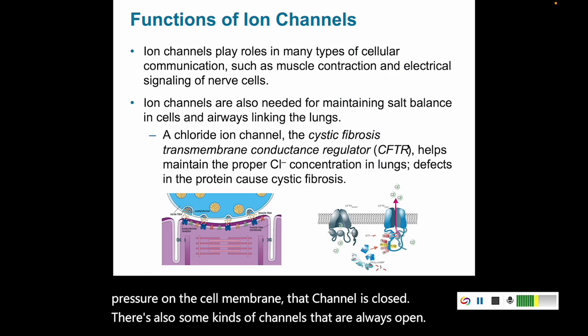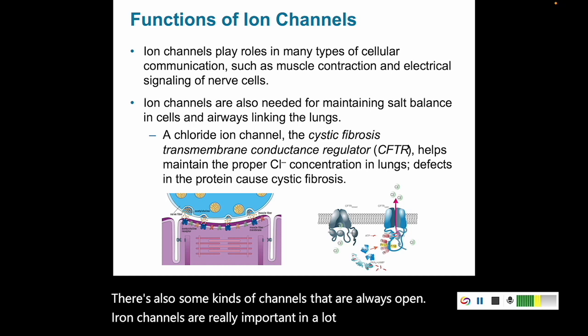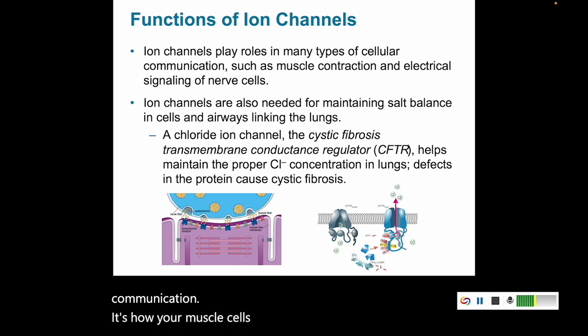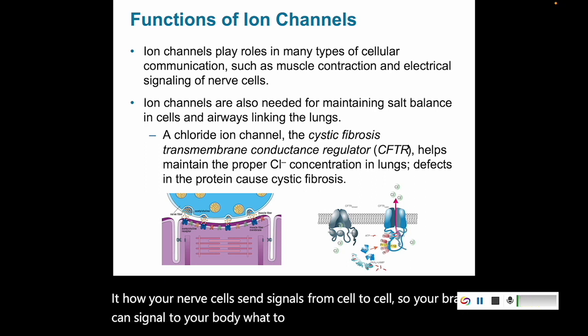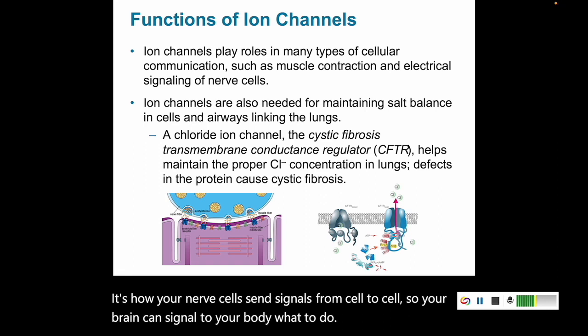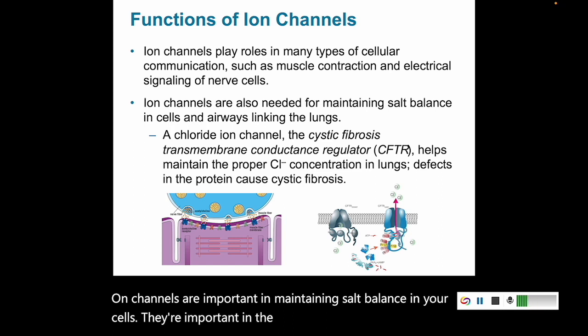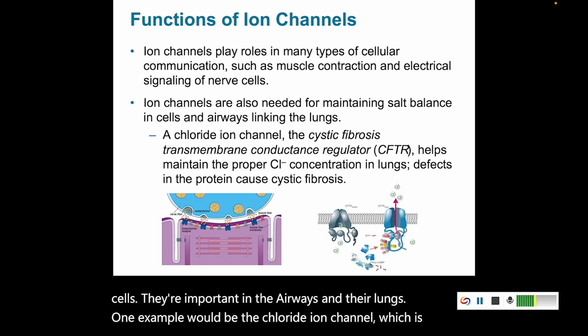Ion channels are really important in a lot of types of cellular communication. It's how your muscle cells communicate with each other to contract. It's how your nerve cells send signals from cell to cell so your brain can signal to your body what to do. Ion channels are important in maintaining salt balance in your cells. They're important in the airways and your lungs. One example would be the chloride ion channel, which is called a CFTR.